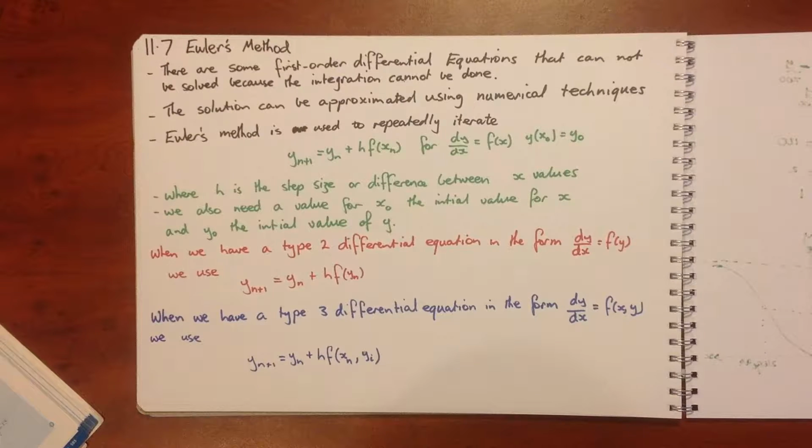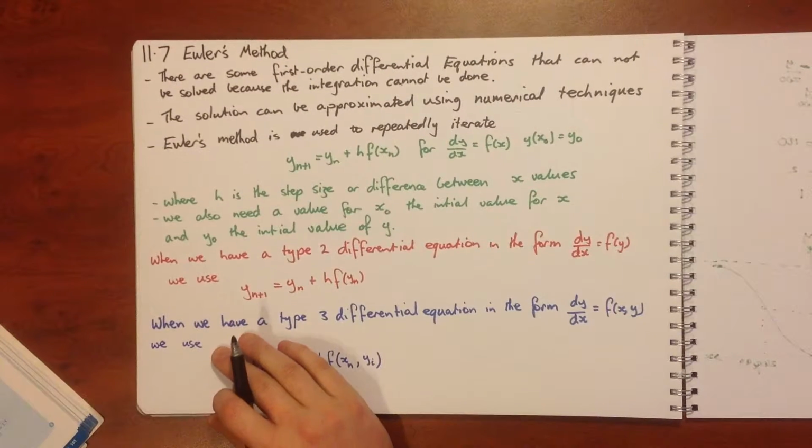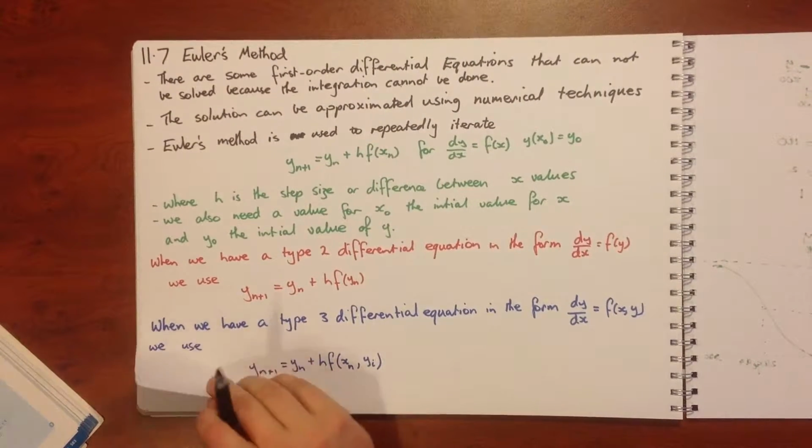When we have a type 2 differential equation in the form dy/dx equals f of y, we use y of n plus 1 equals y of n plus h times f of y of n. When we have a type 3 differential equation in the form dy/dx equals f of x, y, we use y of n plus 1 equals y of n plus h times f of x n and y n. So this is really best demonstrated through some worked examples.